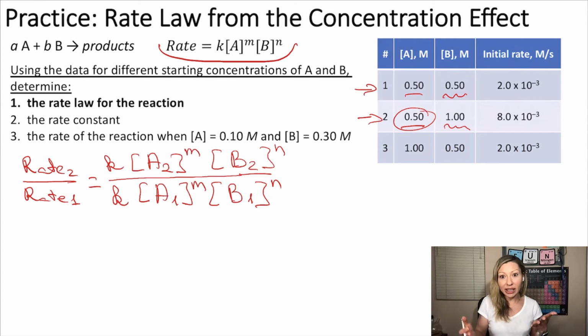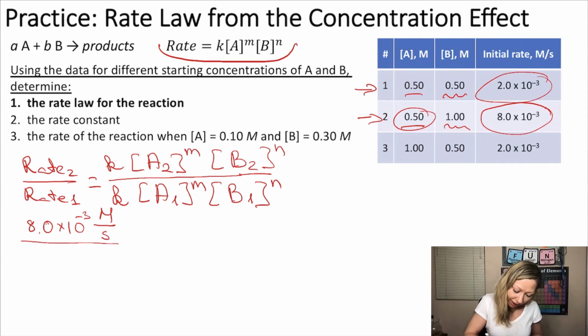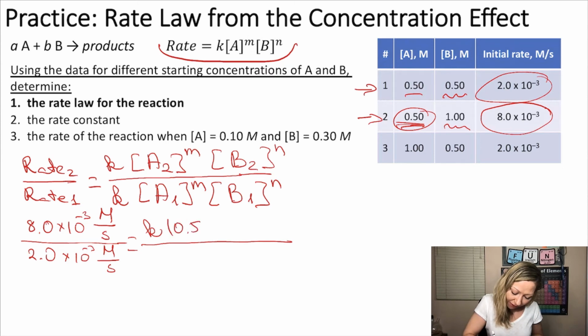Okay, let's plug in the values and let's see what we get. So rate 2 is right here, 8.0 times 10 to the negative third molarity per second divided by 2.0 times 10 to the negative third molarity per second, which equals K multiplied by A2, which is 0.50 molarity on the exponent of m, and multiplied by 1.00 on the exponent of n.